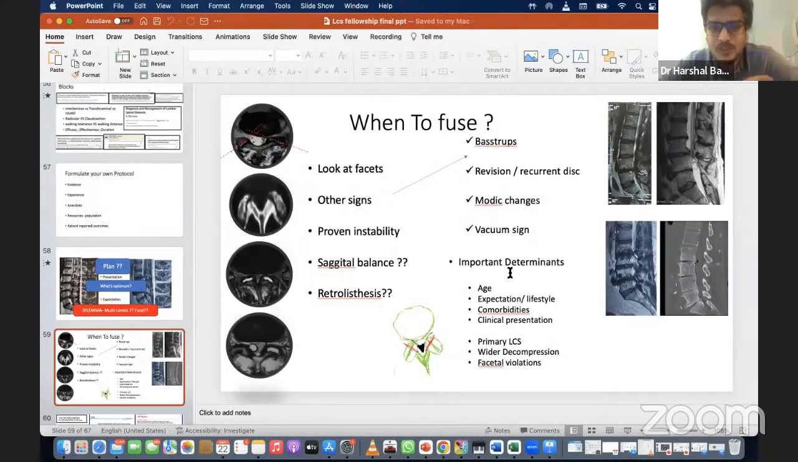These are one of the determinants for me to think of planning a fusion. The other determinants, as we have already discussed: age, expectations, lifestyle, comorbidities, clinical presentation, and the need or want of a wider decompression or facetal violation. I just wanted to put this across: in a stable spine, when to think of fusion when you're planning a decompressive surgery. I think I'll stop my share.